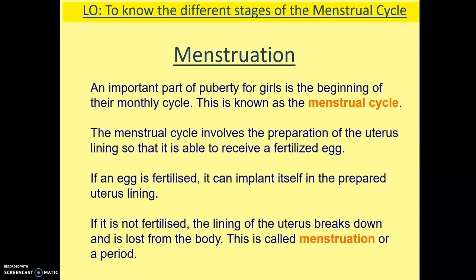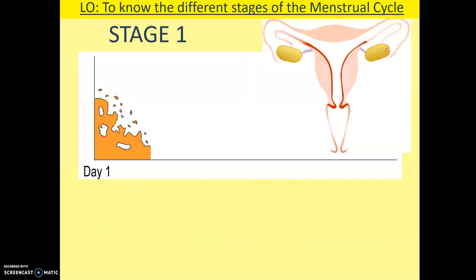If the egg has not been fertilized, what happens now is that the lining of that prepared uterus begins to break down, and it's lost from the body. This is called menstruation or period. That is when sometimes it comes out as blood. It's not necessarily just blood. It's basically the lining of the uterus breaking down, because no egg has been fertilized. I hope that makes sense. We're going to talk about this more in detail to explain the process of menstruation.